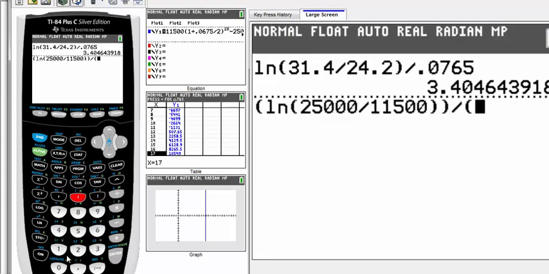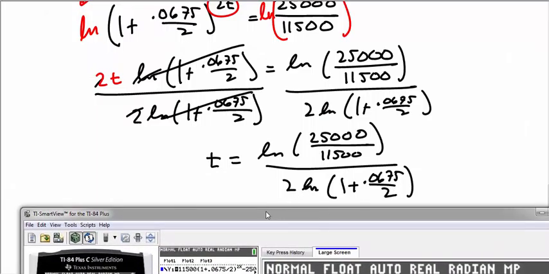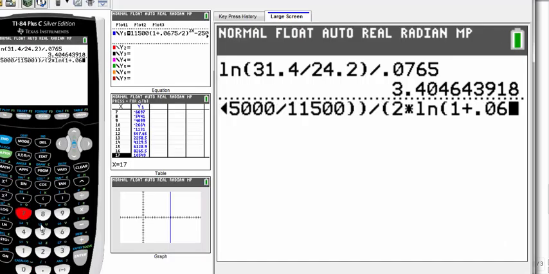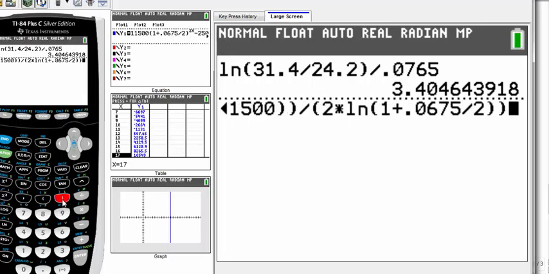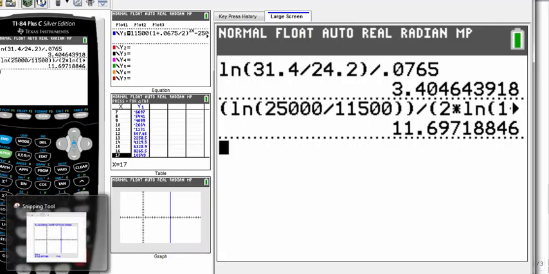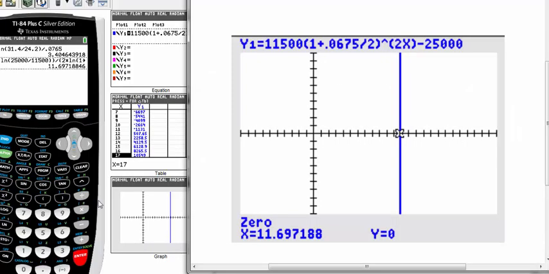I'm opening the parentheses on the denominator, so I have 2 times my new log argument, the ln of 1.0675, etc. So I have the ln of 1 plus 0.0675 divided by 2. I'm going to close parentheses on the log, close parentheses on the denominator, and hit enter. And you can see that I get the same value that I just got, I think, from my graph.